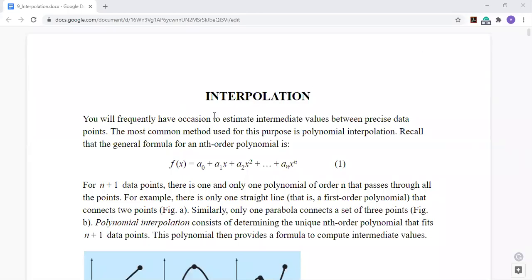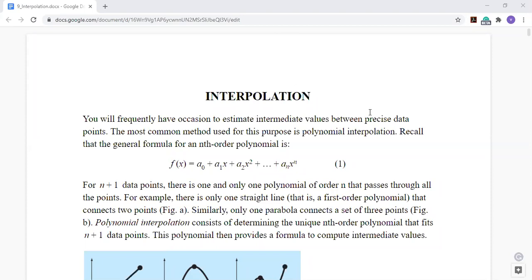Today's class is going to be on interpolation. Last week we talked about curve fitting. In curve fitting, given a set of data points, we want a curve that can explain or show the general trend of the data.